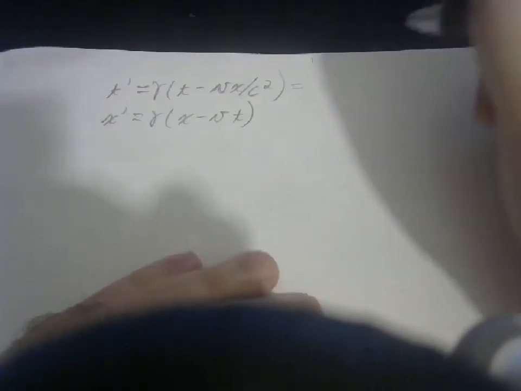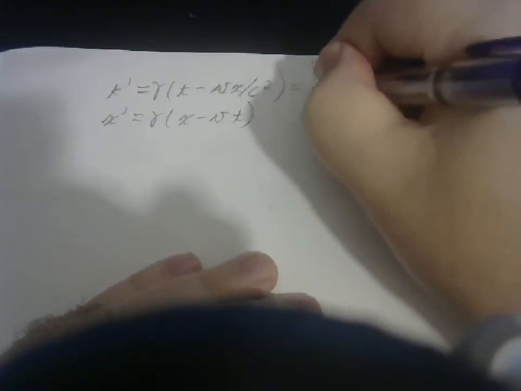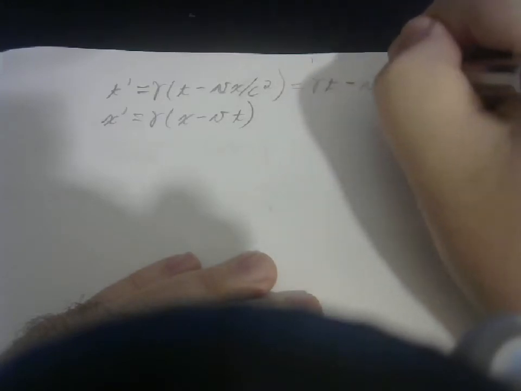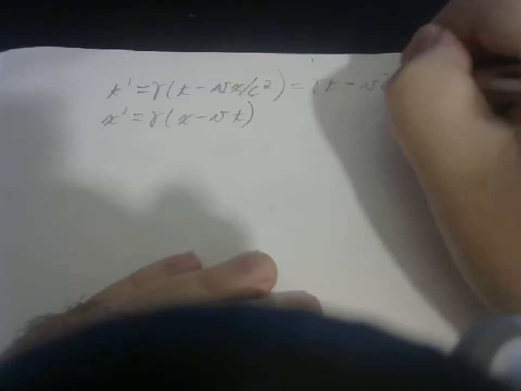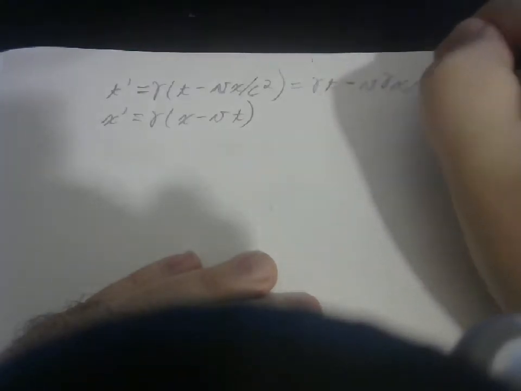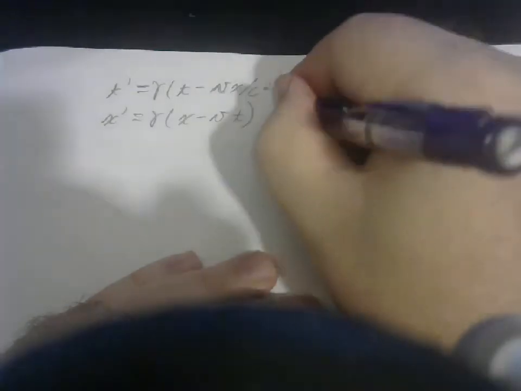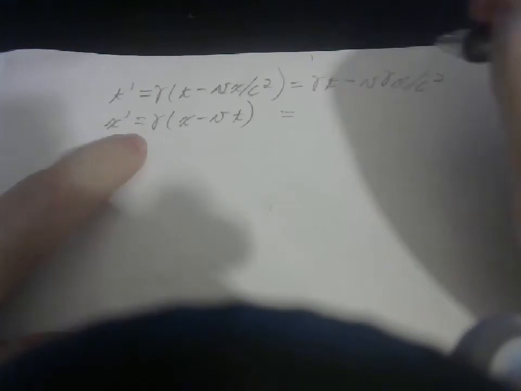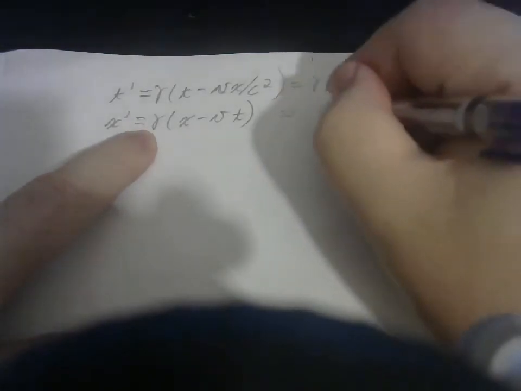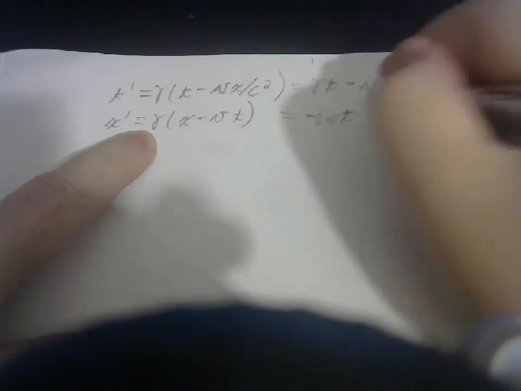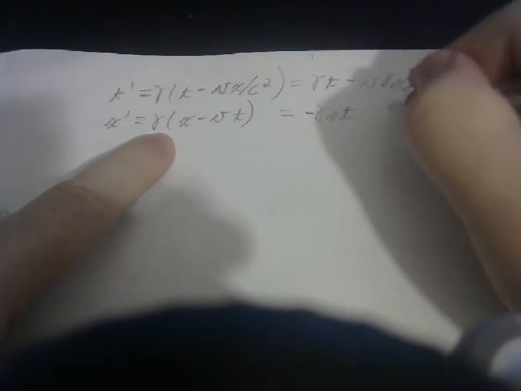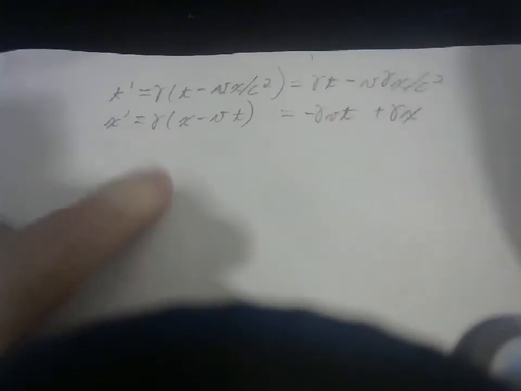So this t prime is gamma times (t minus v x over c squared), I don't know what order to put things in. I'm going to reverse this one. So it'll be gamma t minus gamma v x over c squared, so we've got the t's in the same order. And plus gamma x. Okay, good so far, right?